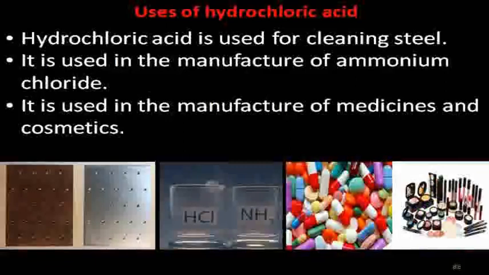Uses of hydrochloric acid. Hydrochloric acid is used for cleaning steel. So using chlorine gas you can produce hydrochloric acid. And chlorine gas is also used to manufacture ammonium chloride. And it is used in the manufacture of medicines and cosmetics. So in this way, hydrochloric acid is very much useful to mankind. So using chlorine gas, hydrochloric acid is produced. Using hydrochloric acid, all these products are produced.